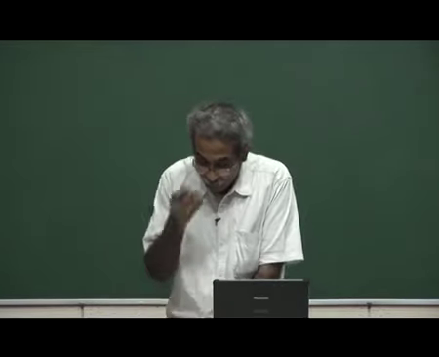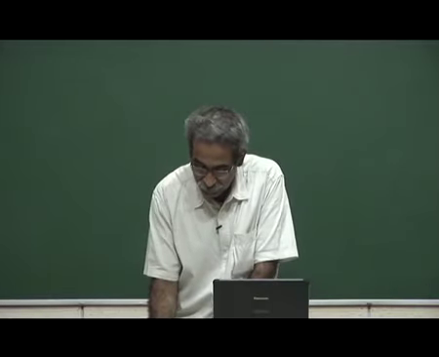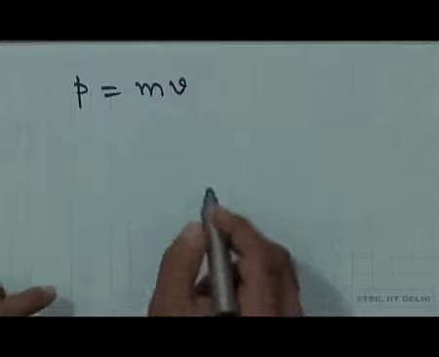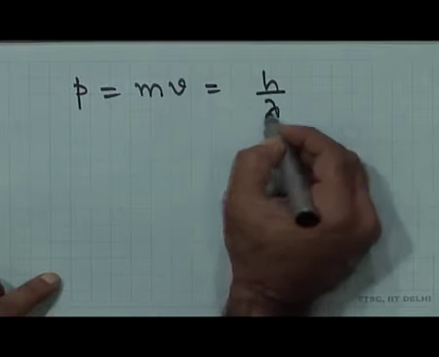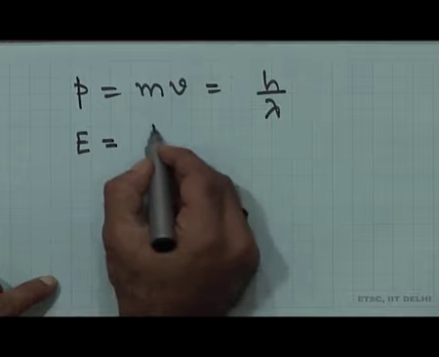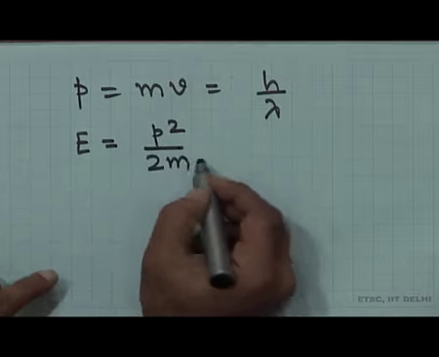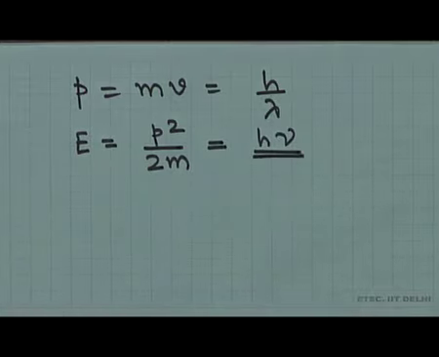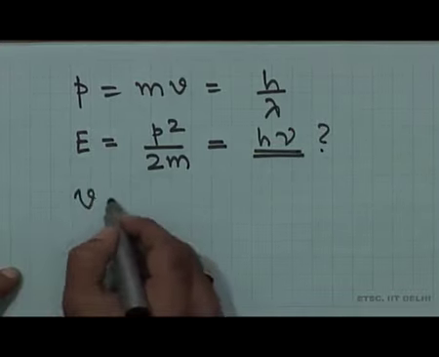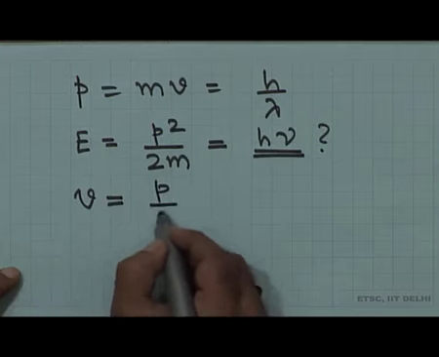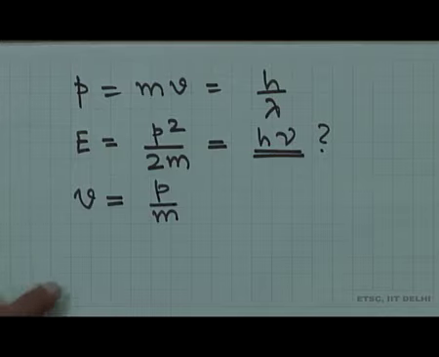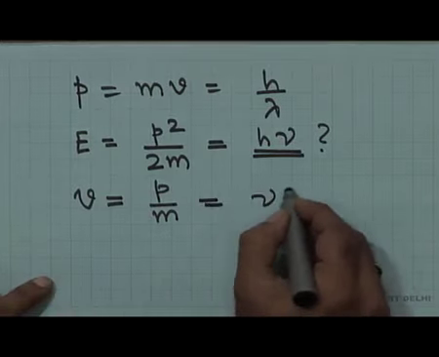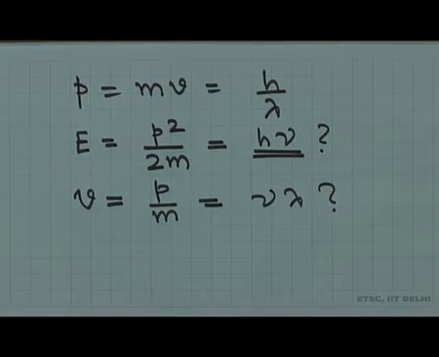So the important equations that I am going to make use of are obviously p equal to mv equal to h by lambda, and E is equal to p squared by 2m, and what we may like to do is to write it as h nu. I will put a question mark on this, but I have another relation we should not forget, v is equal to p by m, and this is nu lambda. I put a question mark. That is something that we have to do.